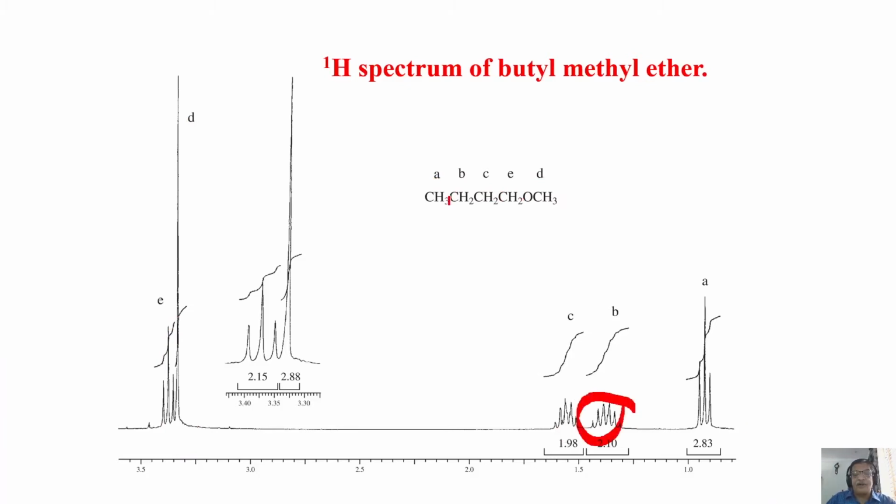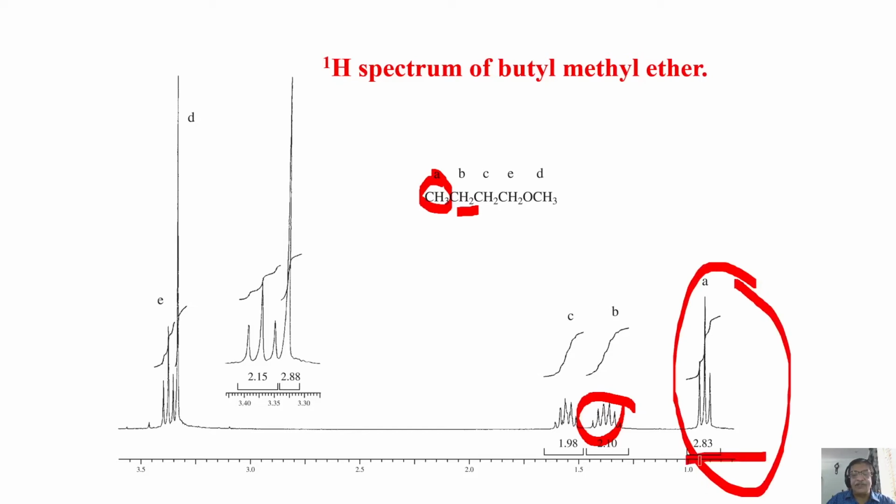Now what is left over? Only this. This has to be coupled to only a CH2 proton, and it's a triplet. So this is the methyl proton of intensity 3. Very easily you can make the assignment.